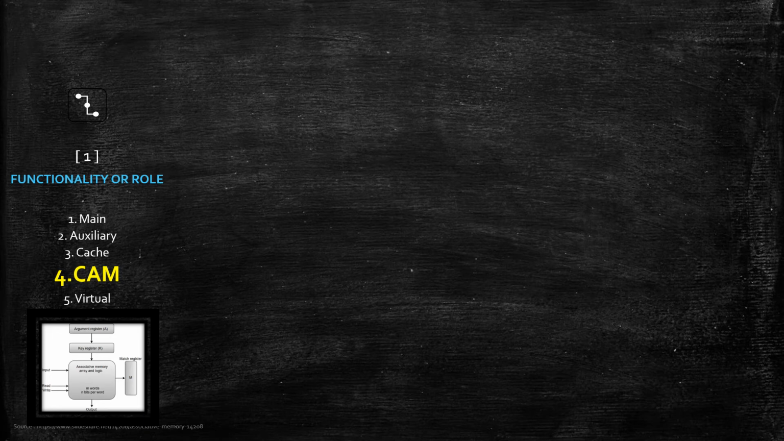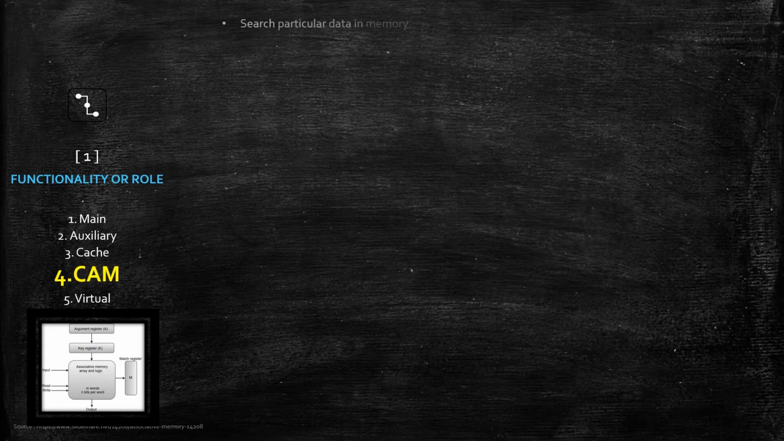Okay, so now the next memory is the CAM. CAM stands for content addressable memory. So let's see why it is called content addressable memory, how it works, and why we need this CAM, right? And this CAM is basically associated with the searching operation.